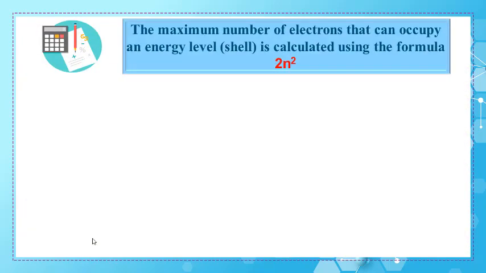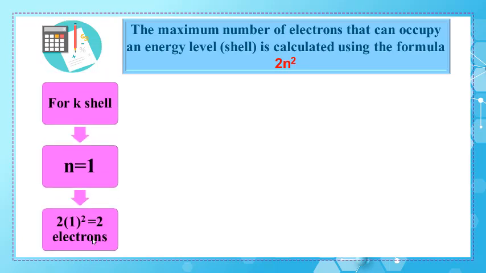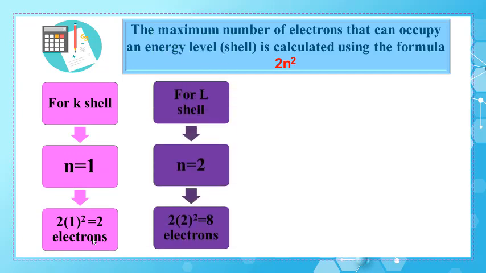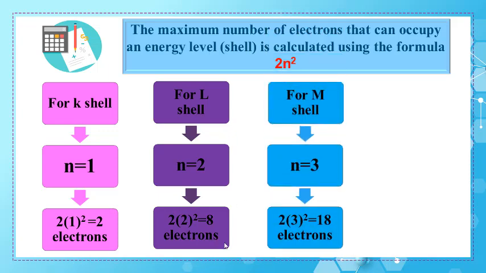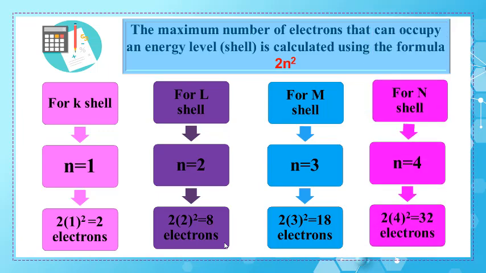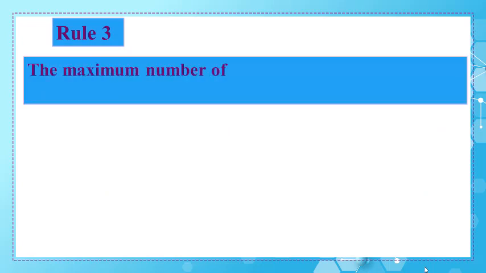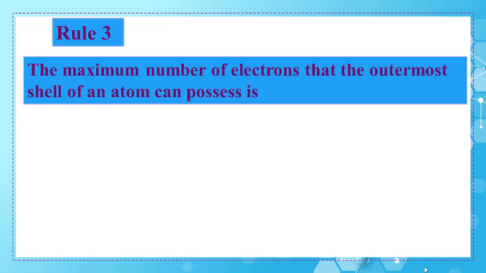So by applying the formula 2n squared, the number of filled electrons in the K shell, where n equal 1, is 2 electrons. The number of filled electrons in the L shell, where n equal 2, is 8 electrons. The number of filled electrons in the M shell, where n equal 3, is 18 electrons, and that in the N shell, where n equal 4, is 32 electrons. But rule 3 says that the maximum number of electrons that the outermost shell of an atom can possess is 8.